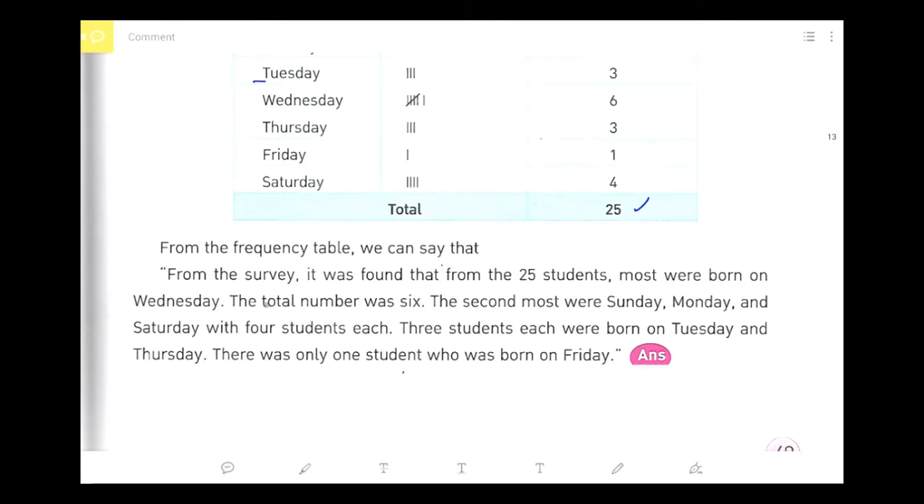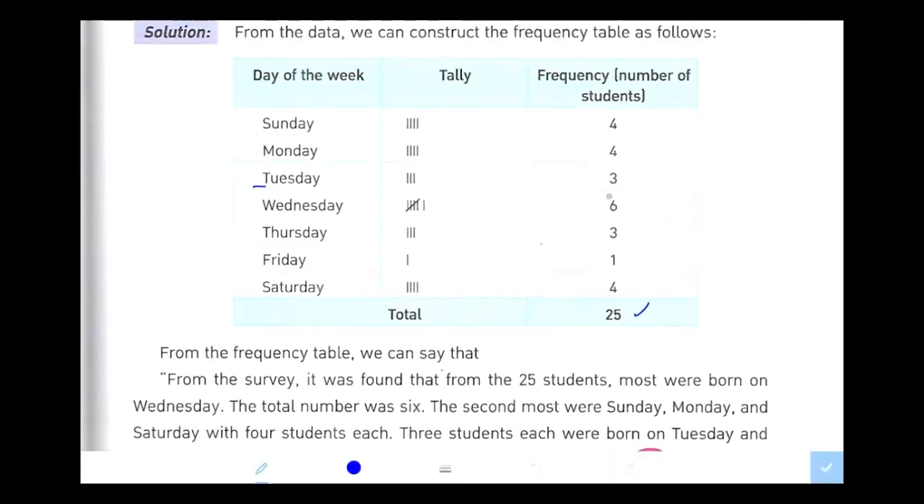Yeah, and you can have the conclusion too, right? It was found that from the 25 students, most were born on Wednesday. Most were born on Wednesday, because you go back and see it's one, right?